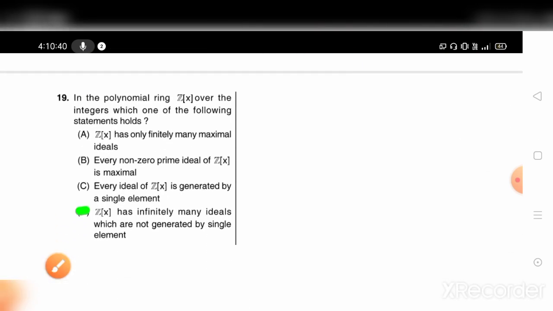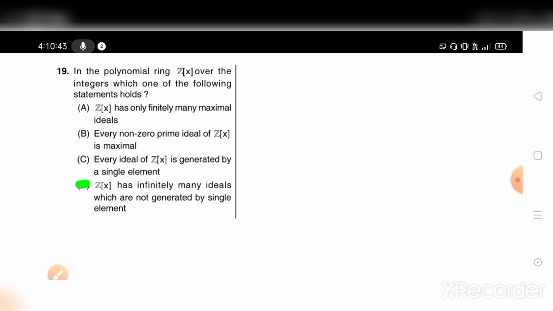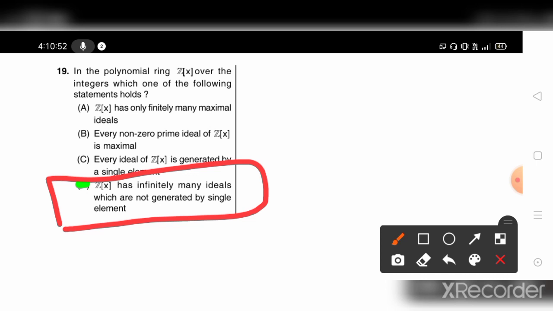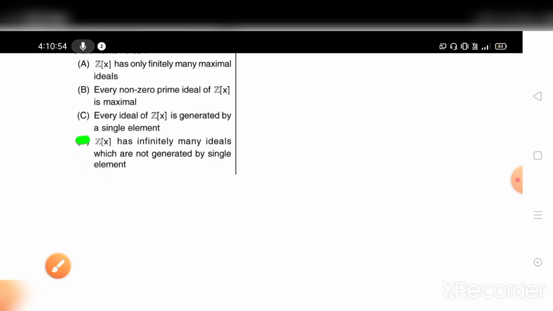Next question. In the polynomial ring Z[x] over the integers, which one of the following statements holds? Here Z[x] has infinitely many ideals which are not generated by a single element. Answer D is correct.